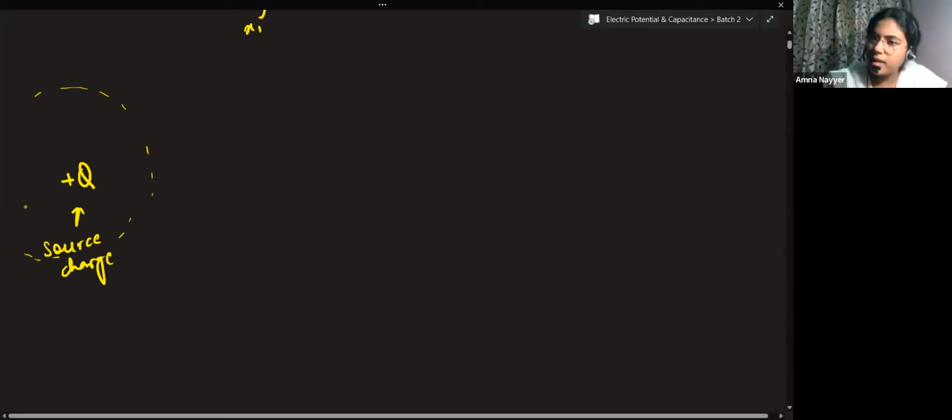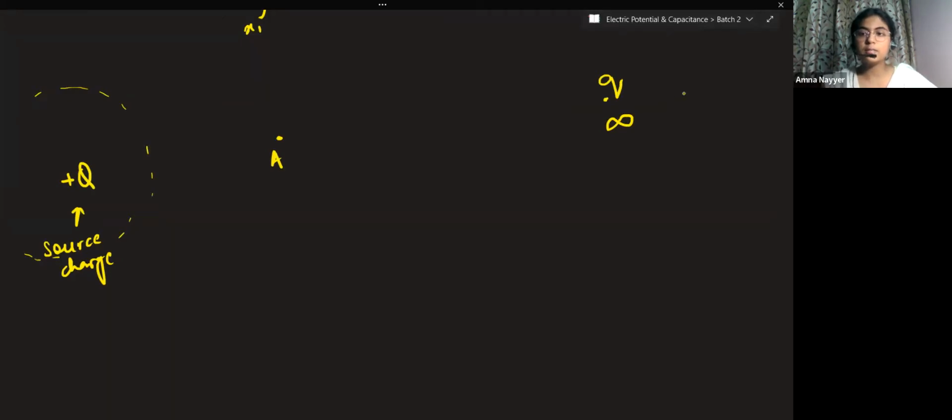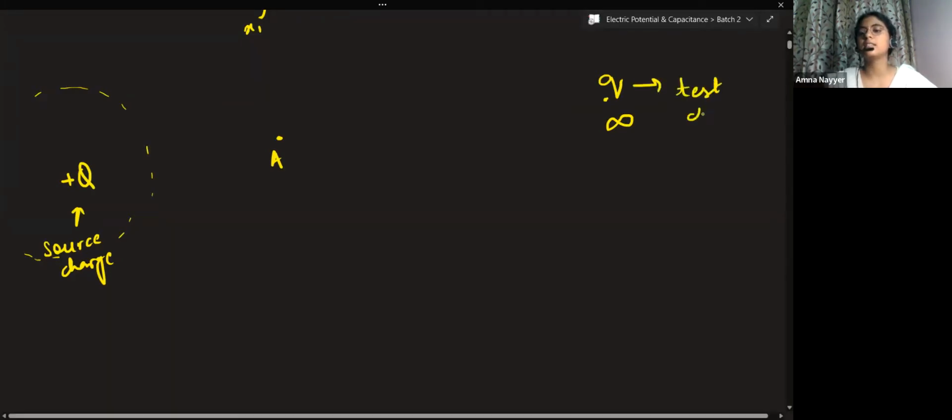That space is known as electric field. Now, what do I do? I have taken a point A. This is some random point A. And at infinity, I have a charge small q. This is my test charge in this case.